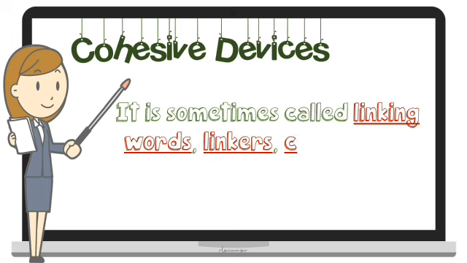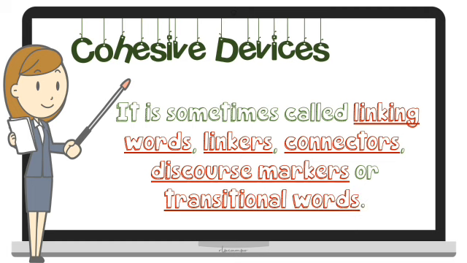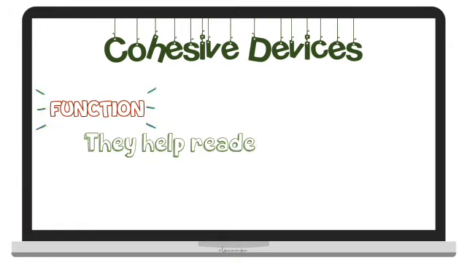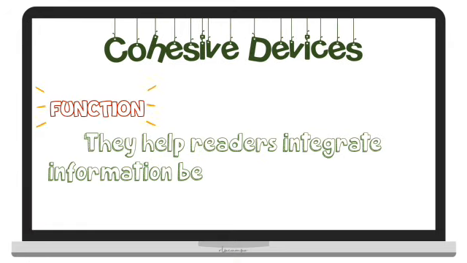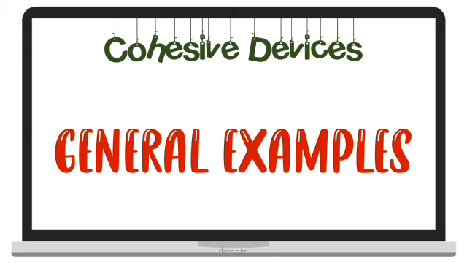It is sometimes called linking words, linkers, connectors, discourse markers, or transitional words. Cohesive devices affect comprehension because they help readers integrate or combine information between sentences in a text. Let us have general examples.